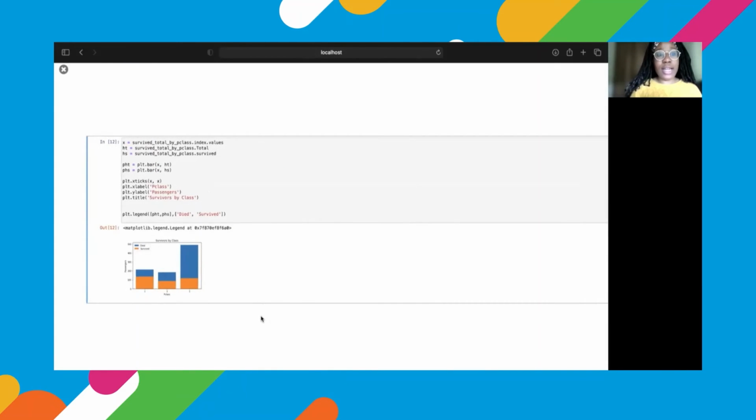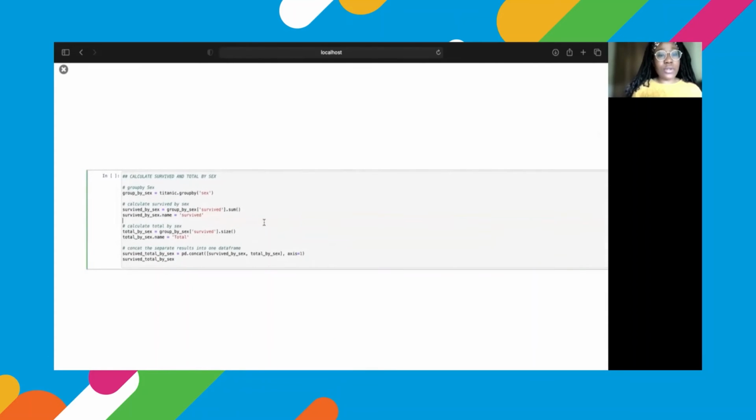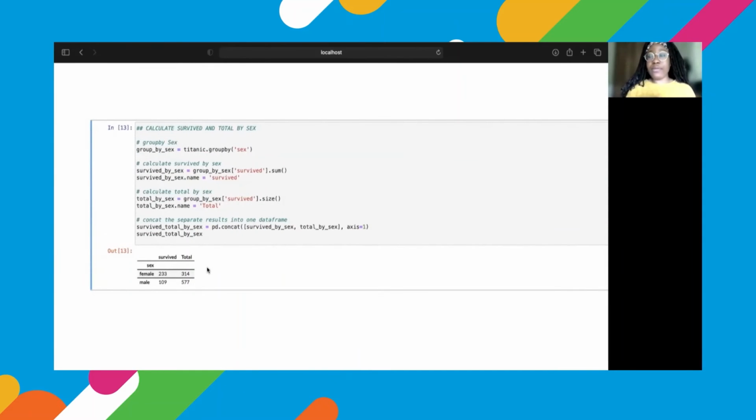Right, let's move on to our next question. Which gender had a better chance of survival? So males or females? If you remember from the very last plot in the first question, there were a lot of females surviving in first class and second class. So let's see if that is true here for this question. Now we're going to group our information by sex, and we're going to see the number of people who survived from females to males.